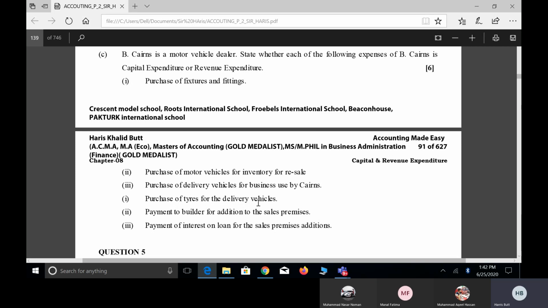Purchase of tires for the delivery vehicle, it's a revenue expenditure. Payment to builder for addition to sale premises, it's a capital expenditure. Why? Because that is an addition to the premises. We are extending the building. When the building extends, the sale premises will extend. We will be able to generate more revenue. Income will increase, business will extend. It's a capital expenditure. Payment of interest on loan for the sale premises addition, that is an expense. It comes in the income statement, so it will be treated as revenue expenditure.